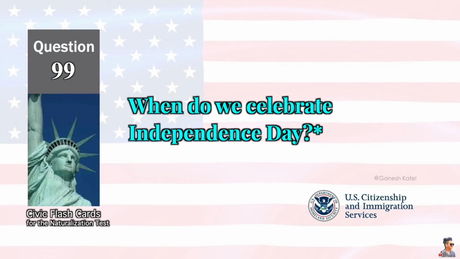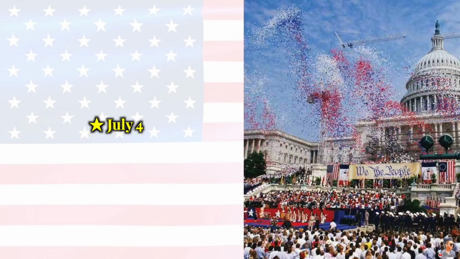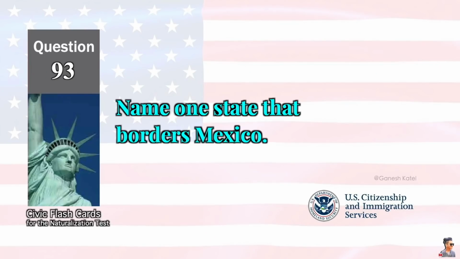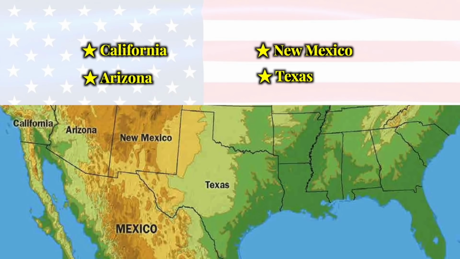When do we celebrate Independence Day? July 4th. Name one state that borders Mexico. California. Arizona. New Mexico. Texas.